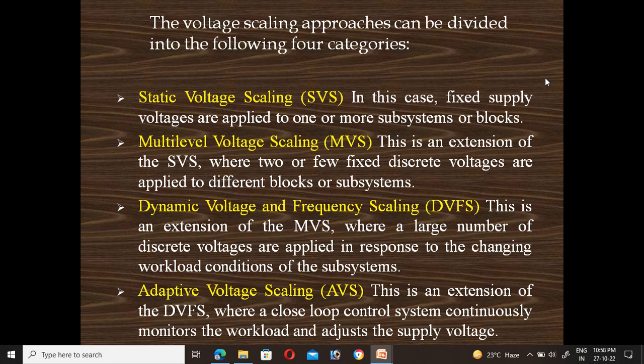Last one, adaptive voltage scaling. This adaptive voltage scaling, generally, is an extension version of DVFS, and in this extension version, basically it takes the closed loop format. That is, overall we are applying hundreds of voltages to the corresponding circuit, but internally one circuit will take care of which voltage is applied to which block. That is the basic thing. These are all the supply voltage mechanisms.